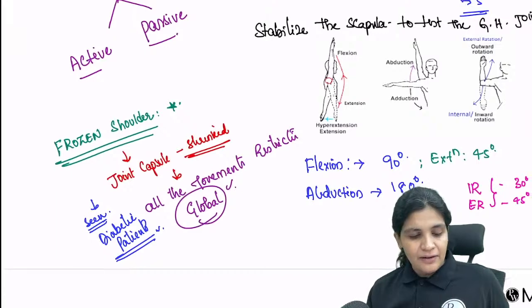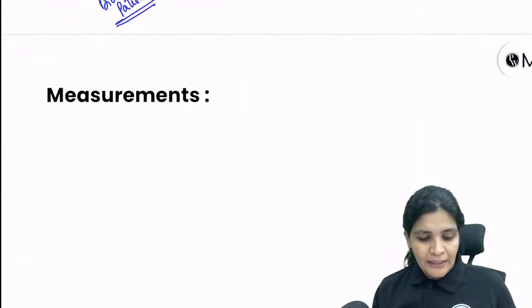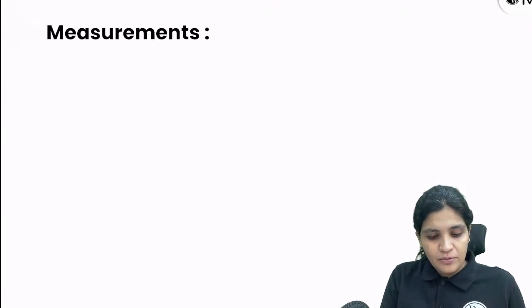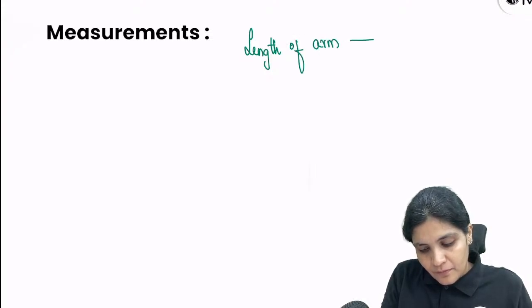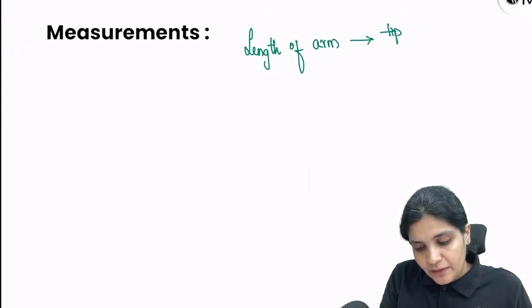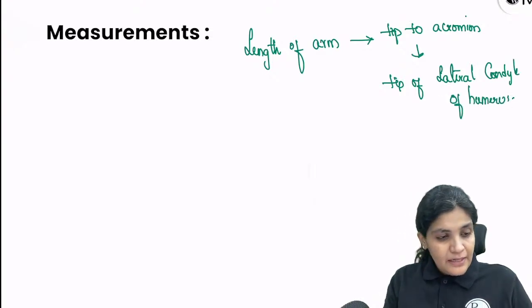And once we have documented whatever movements are present in the patient, then we go about the measurements. So how are we going to measure? We are going to measure the length of the arm. So here again, from the tip of the acromion to the tip of the lateral condyle of the humerus. Right, so this is the measurement.